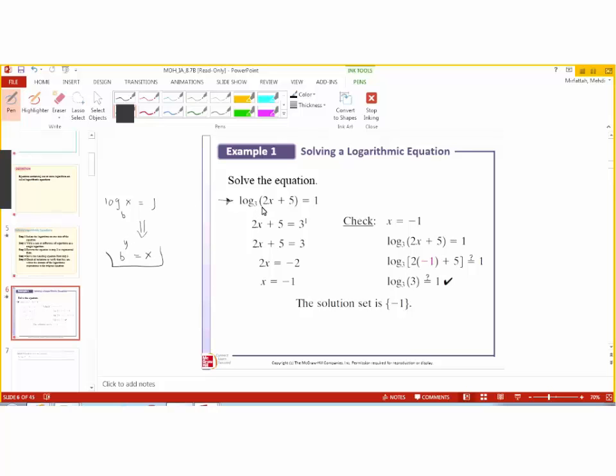So basically what we're doing here, in this case, when we have log of 2x plus 5 equal to 1 with the base 3, I can rewrite this as 3 to the power of 1, the base to the power of 1, is equal to 2x plus 5. So we change this into exponential, and you get a linear equation out of that. That's what we get, 2x plus 5 is equal to 3, and then you solve for x. You should check the answer for all of these, to make sure they're okay.